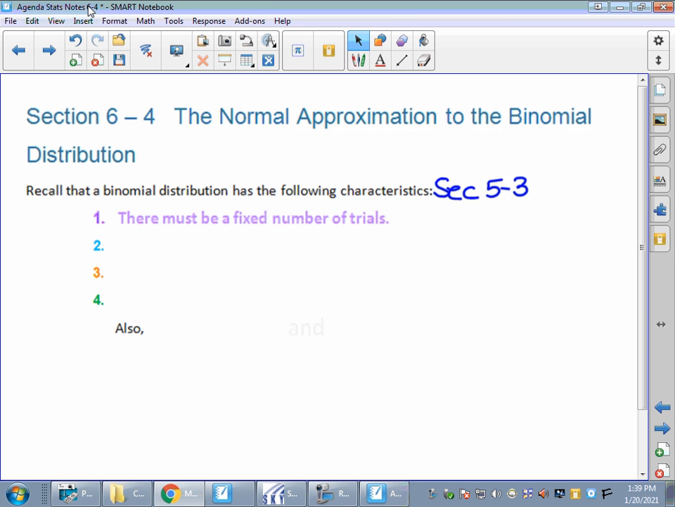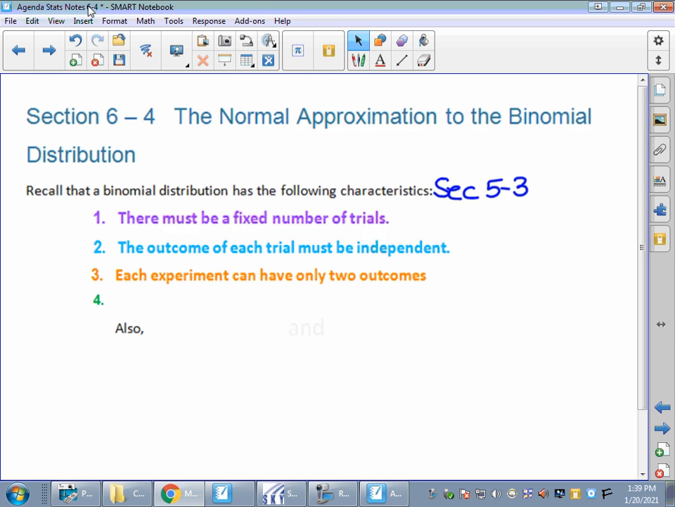The first characteristic, you have to have a fixed number of trials. Remember, we did that one activity with what if you guess on a multiple choice, 10 questions, so there were 10 questions. The outcomes are independent. One multiple choice question does not affect another one.